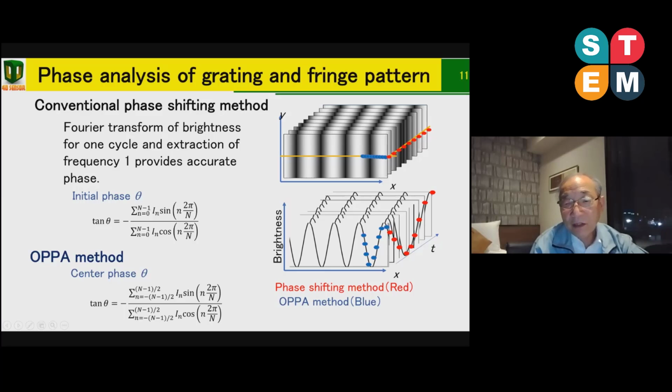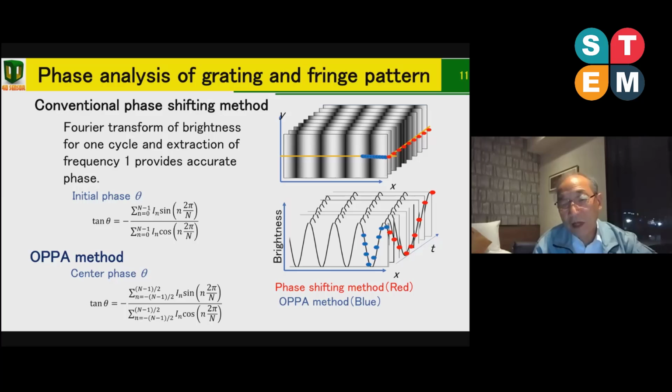At any point, for example, this point, the brightness changes by phase shifting. There is white and black, and next to black is white. So the brightness changes like this, sinusoidal. By analyzing this initial phase, we can analyze the shape from the initial phase. So by using these 9 brightness data, we can calculate the Fourier transform.